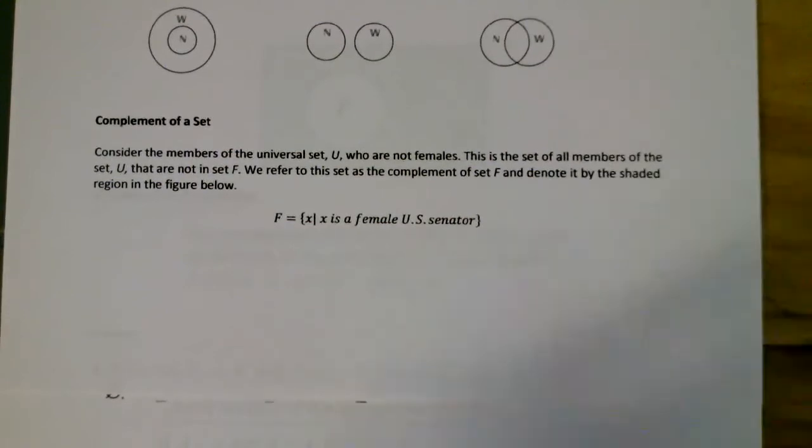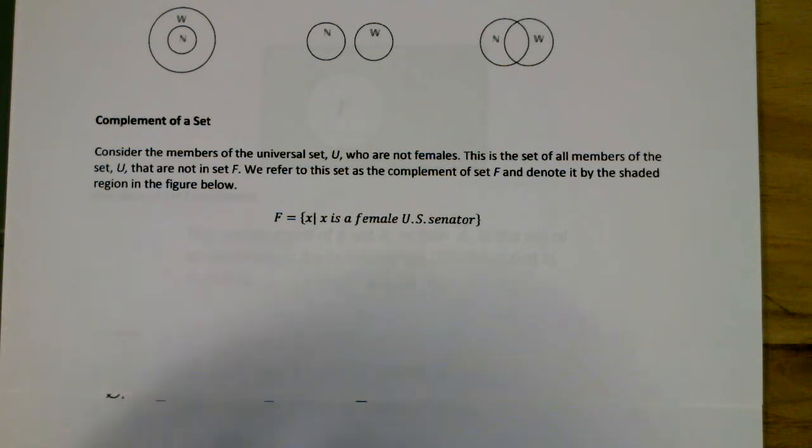Okay. All right, the next thing is the complement of a set. Consider the members of the universal set, which is U, who are not females. This is the set of all members of the set U that are not in F. So we refer to this as the complement of set F and denote it by a shaded region in the figure below.